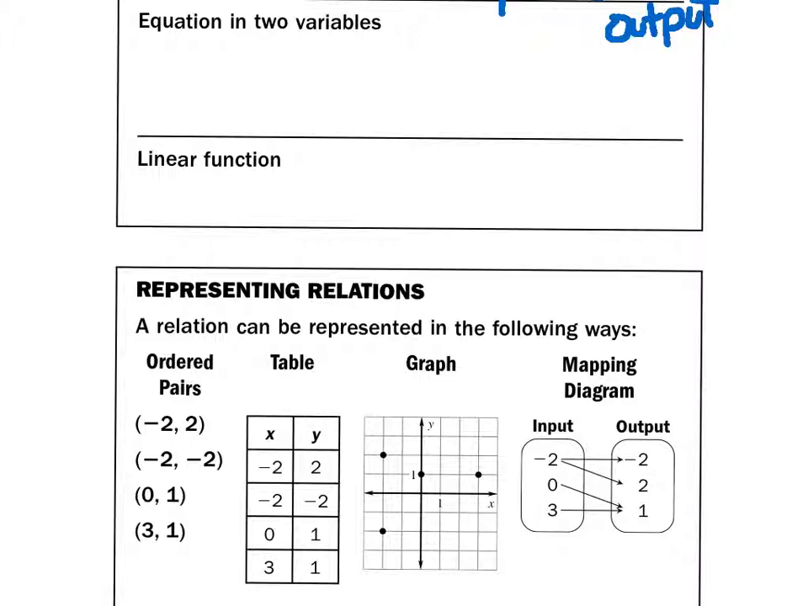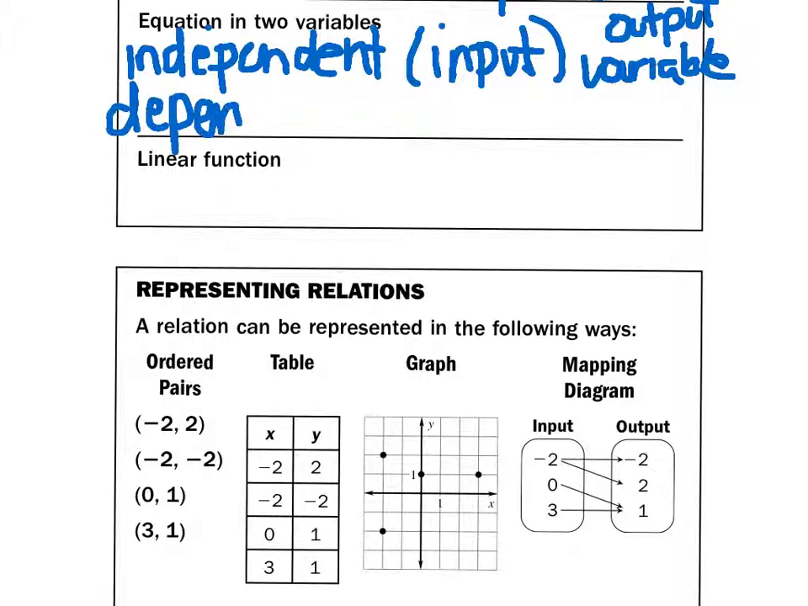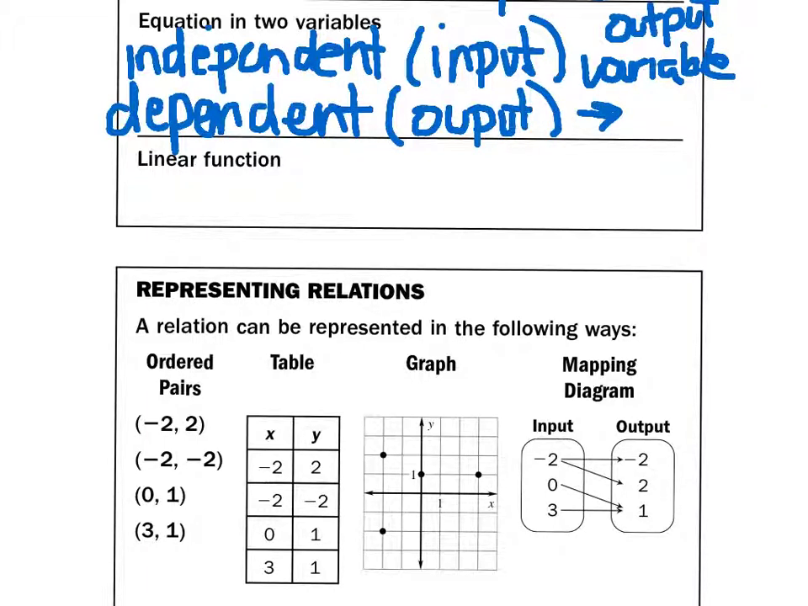Equation in two variables. This is an equation that has an independent or input variable and a dependent or output variable. And this output variable depends on the value of the input.